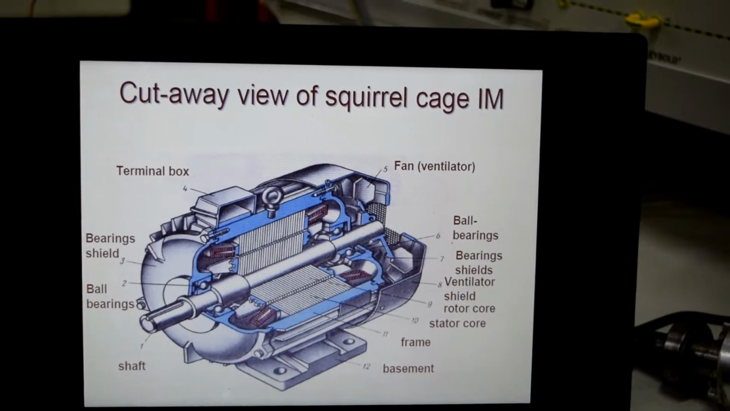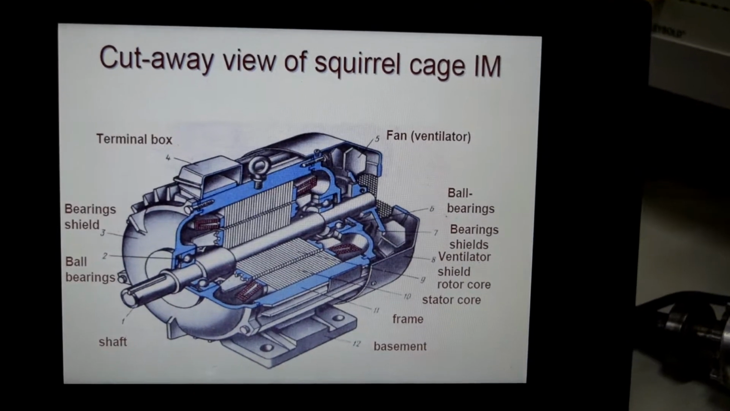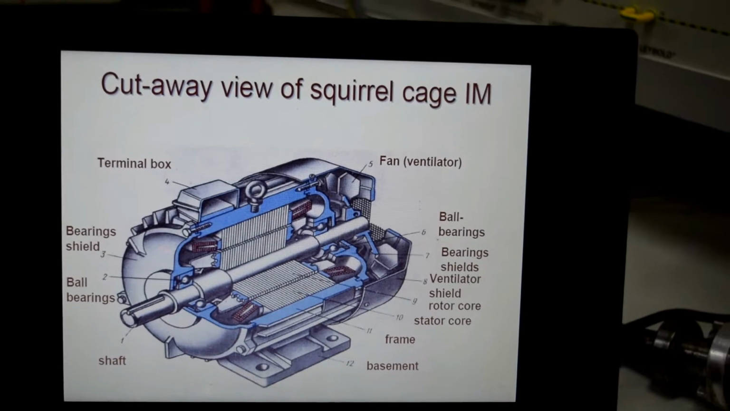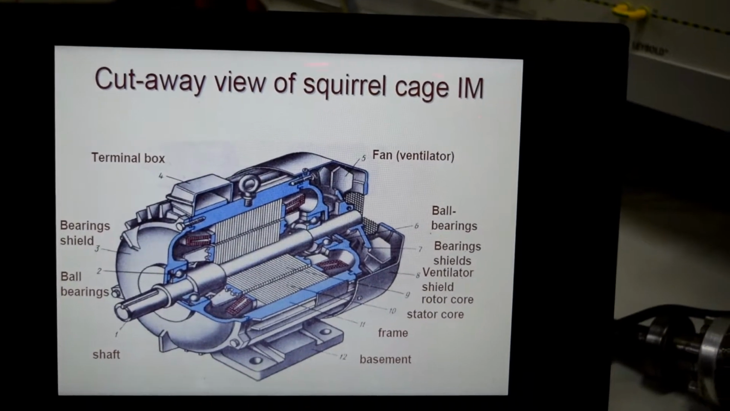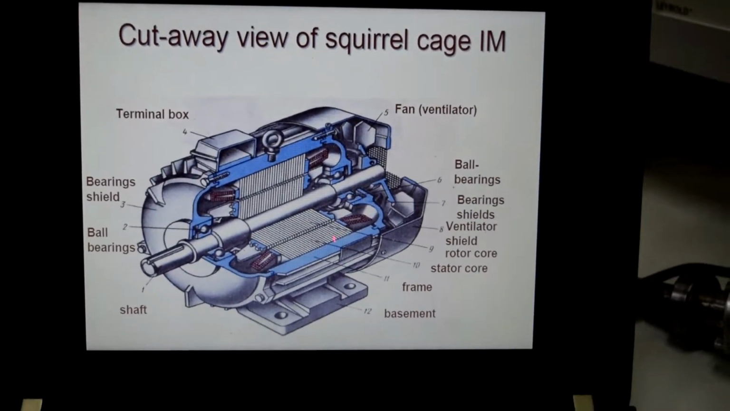Okay, today we will see what are the types of induction machine. According to the rotor, we can classify induction machine into two, that is squirrel cage and phase wound. Let us start from squirrel cage one and see how it looks like.